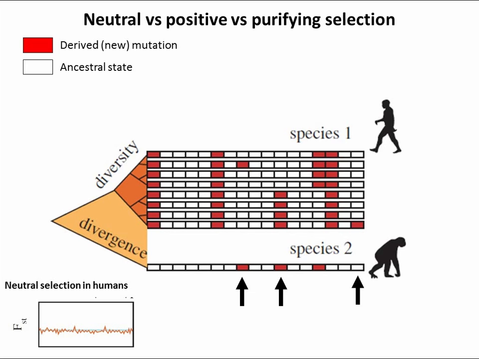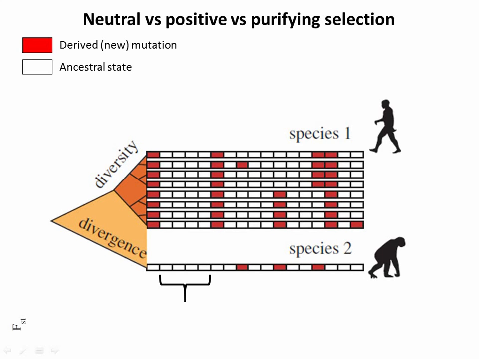Okay. So again, neutral selection means basically no selection acting, and the mutations, because they don't have any impact on the fitness, will just accumulate according to stochasticity and or demographic events, and nothing else.